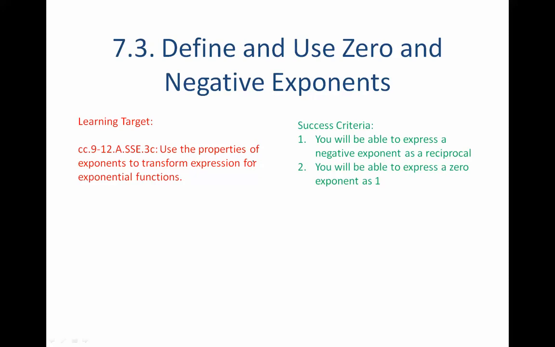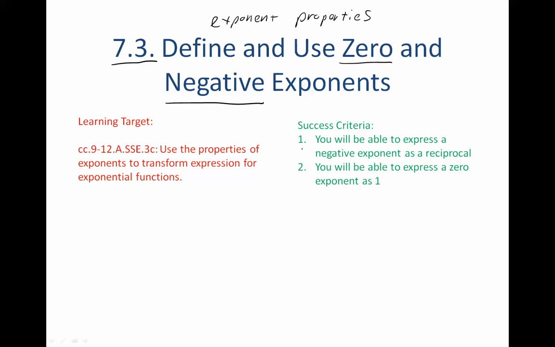Hello, ladies and gentlemen. Welcome to lesson 7.3. This is going to be the last lesson we have where we talk about exponent properties. And in this lesson, we're talking about two properties that we kind of use in conjunction with the other properties. And that is the zero property and the negative property.